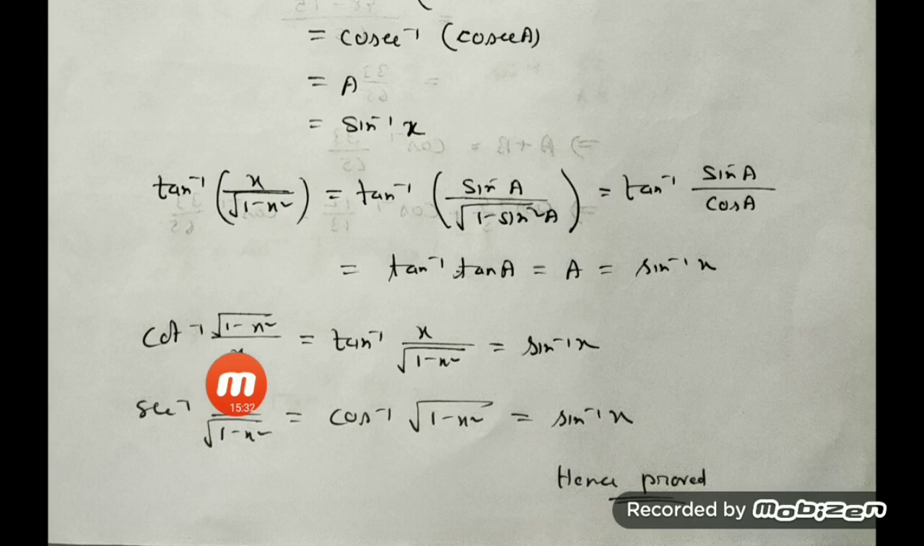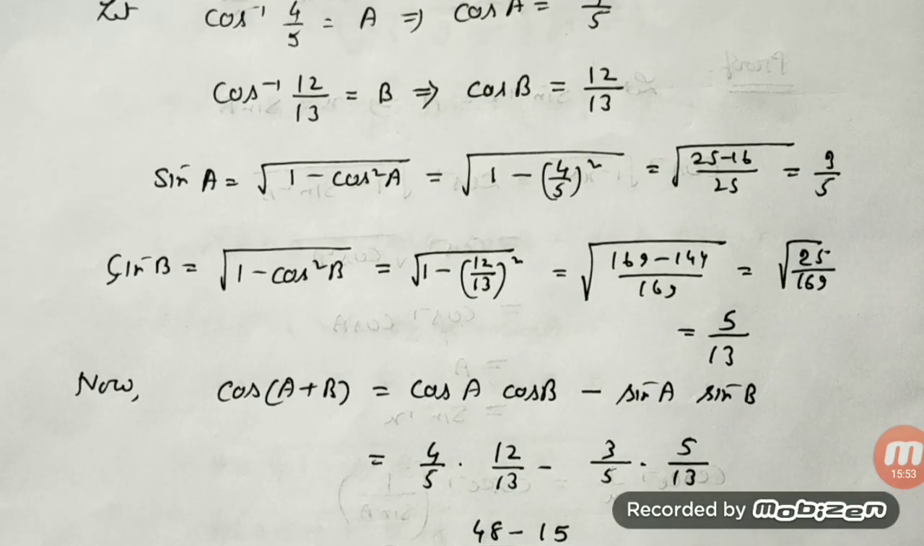So cot inverse of x can be written as tan inverse of 1 by x. So tan inverse of 1 by x means what? Reciprocal. Okay, and this we have already done. This is equal to what? Sin inverse of x. Similarly, sec inverse of x. Sec inverse of 1 by x can be written as what? Cos inverse of x. And this is equal to sin inverse. So hence put the result. In different ways also you can do the solution.